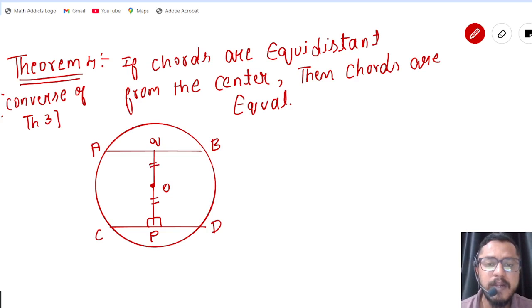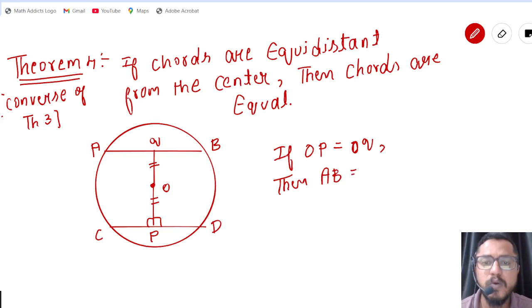Okay, so try to make a short note. If chords are equidistant from the center, what does it mean? OP is equal to OQ. If OP is equal to OQ, then what's the result? Then chords are equal, which means AB is equal to CD. Try to apply the theorem. If OP is equal to OQ, then AB is equal to CD.